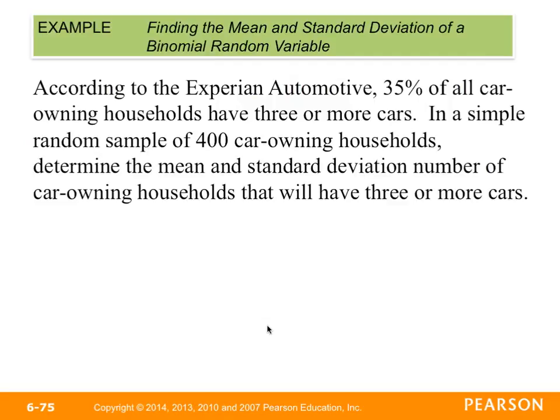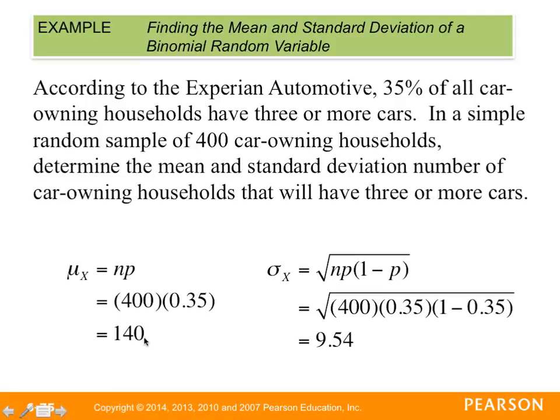So according to Experian Automotive, 35% of all car-owning households have 3 or more cars. In a simple random sample of 400 car-owning households, determine the mean and standard deviation of car-owning households that will have 3 or more cars. So if we want the mean, all we have to do is take n, which is the number of households in our sample, which in our case is 400, and multiply it by p, which in our case is 0.35. So if we do that, we get 140.